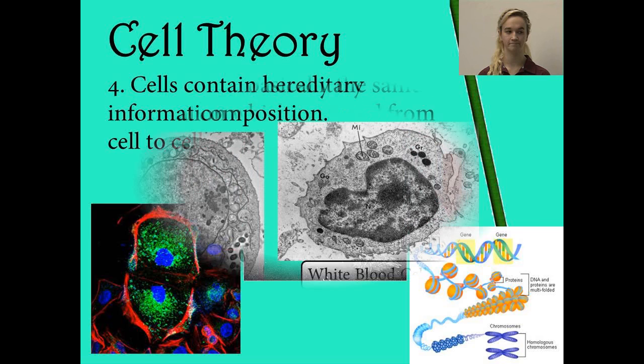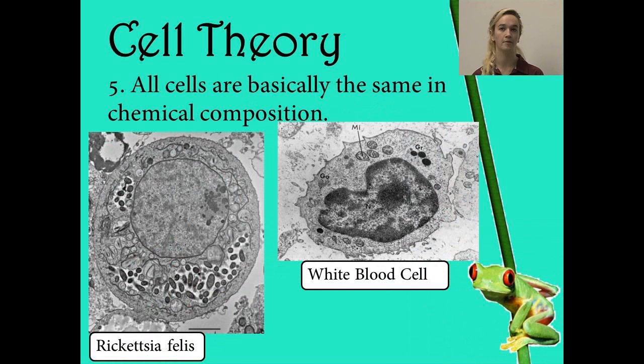The fifth part of the cell theory is that all cells are basically the same in chemical composition. So here I have two pictures of cells. Rickettsia felis is a bacteria. So it's a unicellular organism. The whole organism is one cell and it is alive. Then we have a white blood cell. White blood cells are in all people, they're in all animals, and so it's a part of a living thing, but the cell itself is not alive.